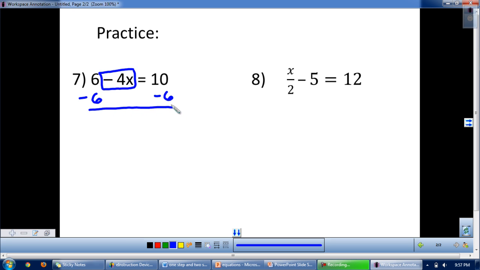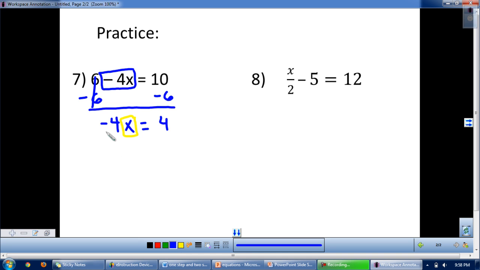Okay. 6 minus 6, that cancels out. We're going to bring down the negative 4x. Bring down the equal sign. 10 minus 6, that is 4. Alright. And I'm going to pick another color. And we are going to box our variable. That is what we want to end up with.